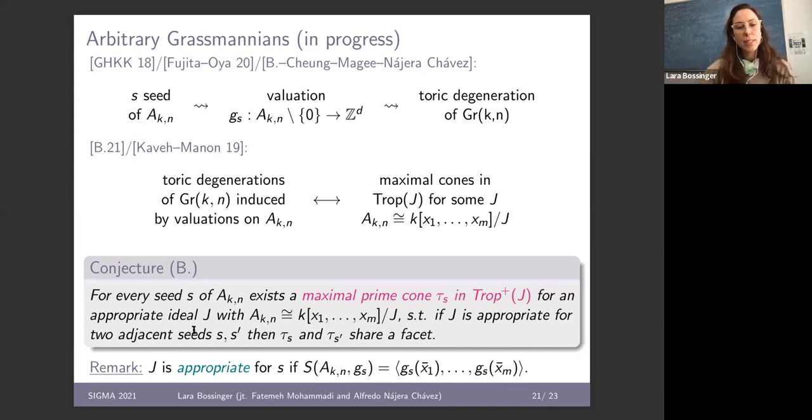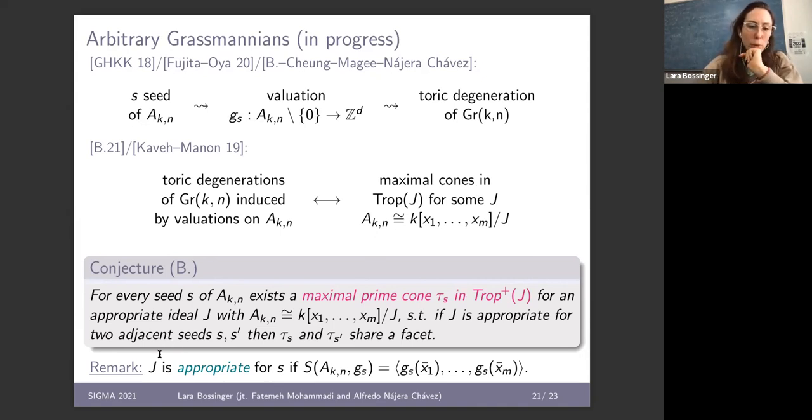And moreover, if this ideal J turns out to be appropriate for two valuations, GS and GS prime, that correspond to seeds that are related by a mutation, then the corresponding tau cones, tau S and tau S prime, also share a facet. So we can locally still have the results of the theorem before. Just that in the situation of having infinitely many seeds, we cannot expect to have this global result where we can see cones for all seeds in some tropicalization or the positive part of some tropicalization.